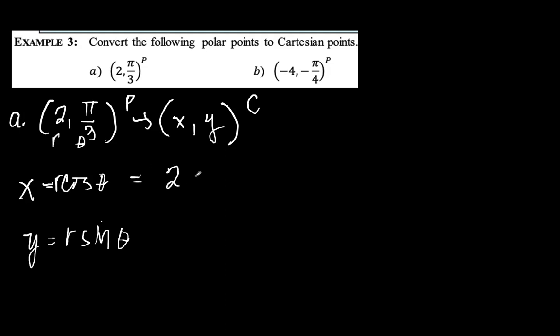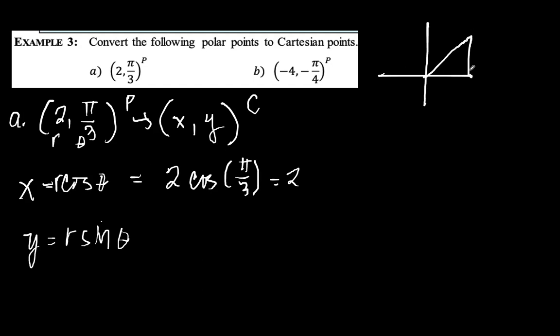So we have 2 cosine pi over 3. Pi over 3 is just 60 degrees, and of course the unit circle would help us identify its value. So 2 times what is cosine pi over 3? Pi over 3 is just 60, so this is 2, this is 1, and this is square root of 3. That's 1/2. So this is equal to 1.